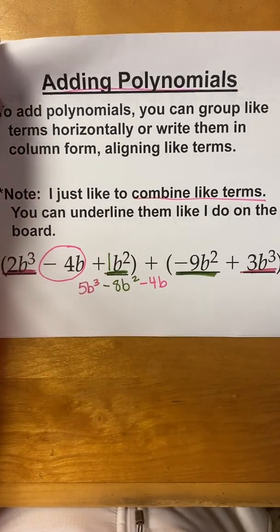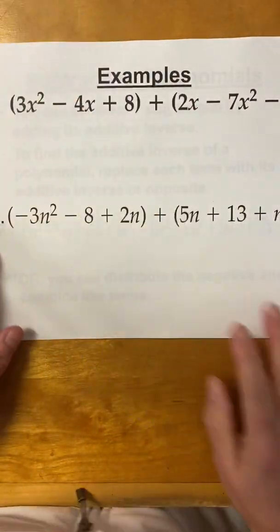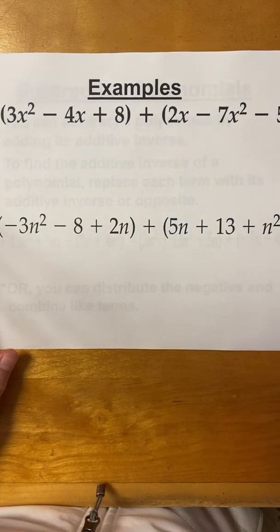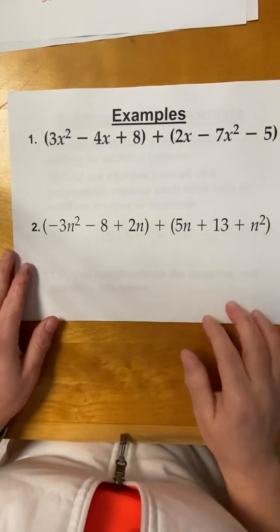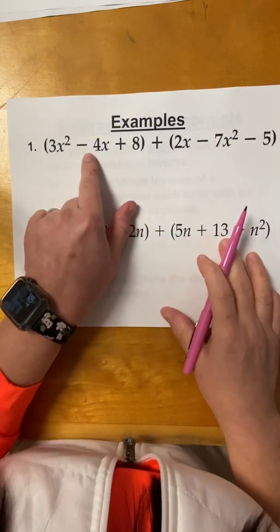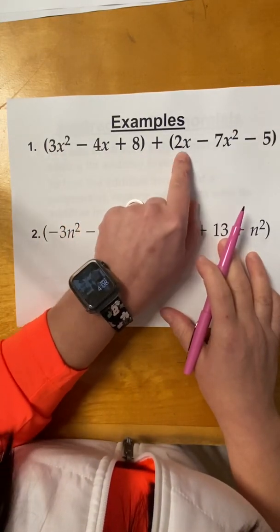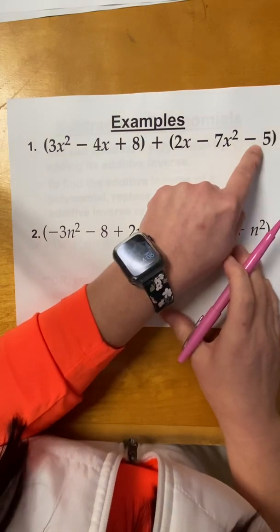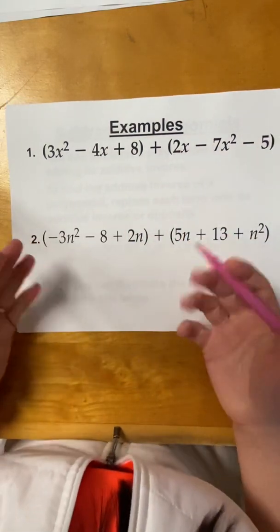Let's look at some more examples. All right, let me zoom out just a little bit. Okay, so for this first one, we have 3x squared minus 4x plus 8 plus 2x minus 7x squared minus 5. So I'm going to start with the x squareds.